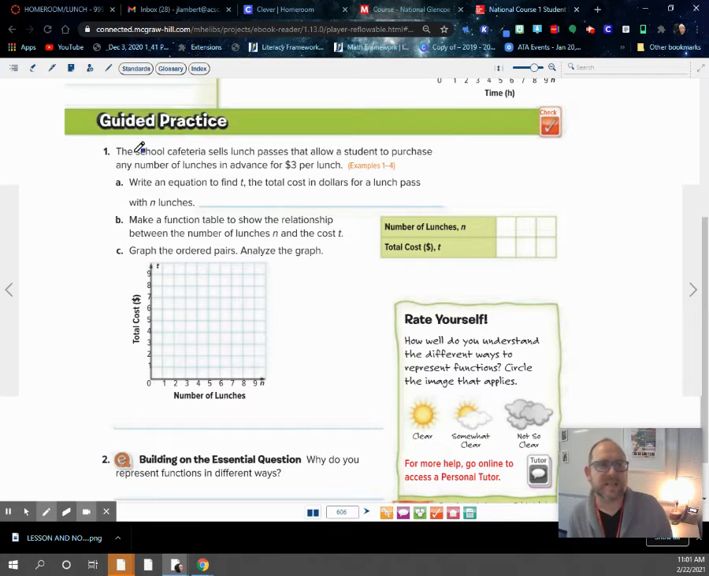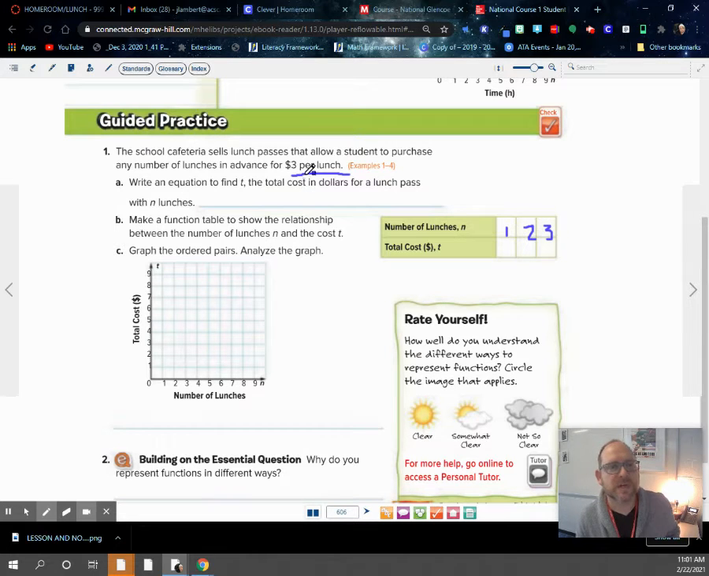So this one says, the school cafeteria sells lunch passes that allow a student to purchase a number of lunches in advance for $3 per lunch. So I know that $3 per lunch, I bet that's going to be my rule, because for however many lunches, there's going to be an additional $3, right? I would probably go ahead and fill in the function table first, just because that way I know what I'm dealing with when I'm looking for my equation. So let's just do one lunch, two lunches, and three lunches.